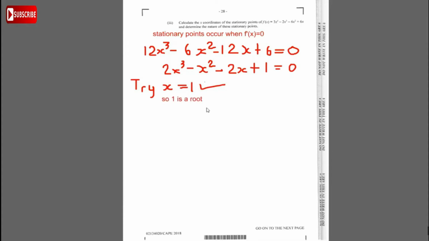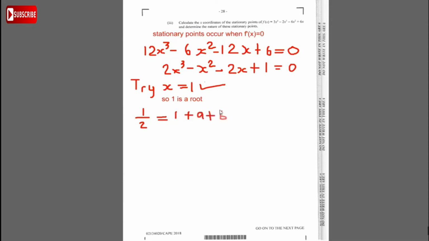Now, if 1 is a root, then you could use the factor and remainder theorem to solve it. But I'm tired of using the factor and remainder theorem, so I'm going to use sums and products of roots. The sum of the roots is minus b over a, so minus b over a works out to be a half. The three roots are 1, and the next two roots I'm going to call a and b.